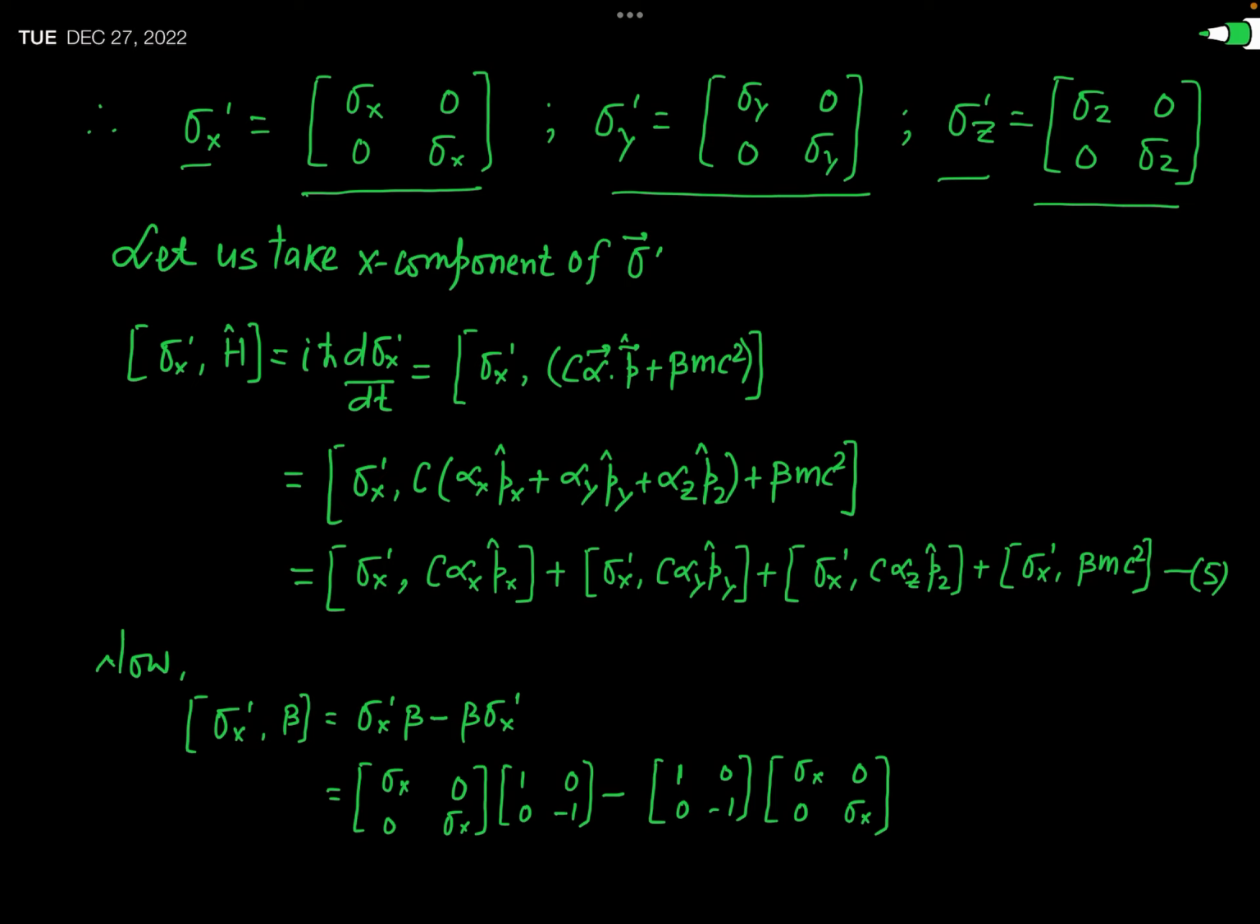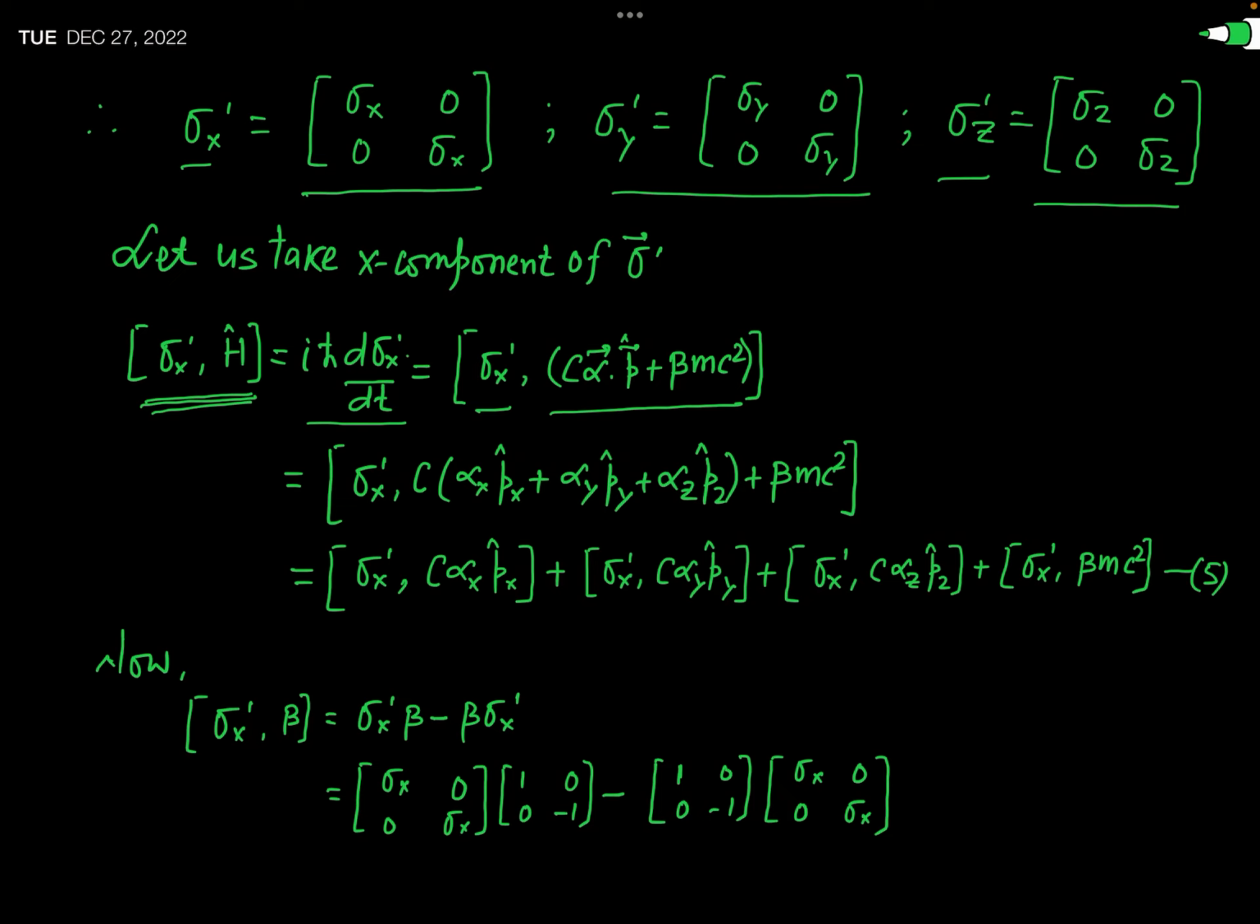Now we will try to find the commutator of sigma x dashed with the Dirac Hamiltonian h. As you know, this commutator of sigma x dashed with h hat is defined like this: i h bar d sigma x dashed by dt. And this commutator will be sigma x dashed with the Dirac Hamiltonian h. But you know that the Dirac Hamiltonian is defined by c alpha dot p plus beta m c square.